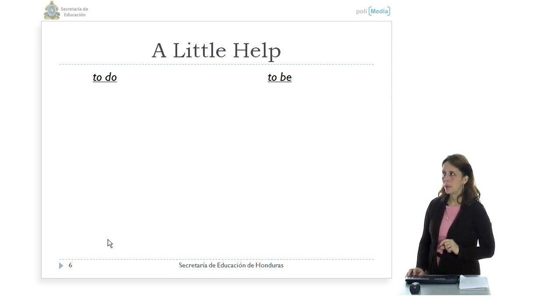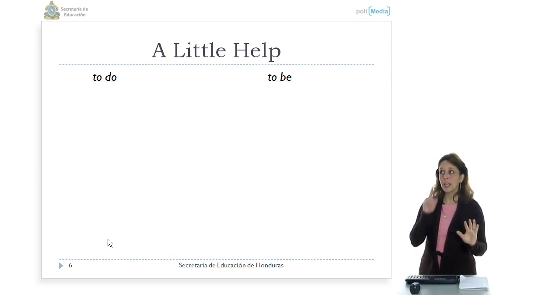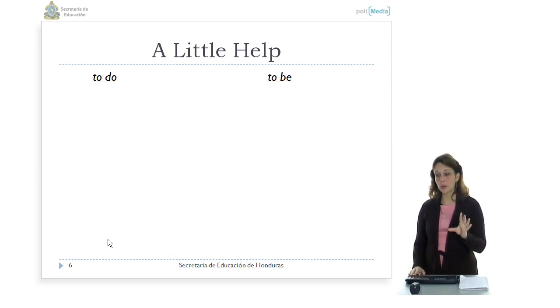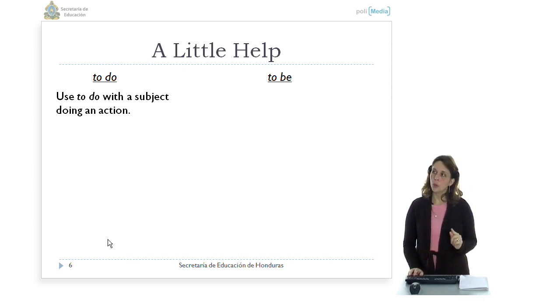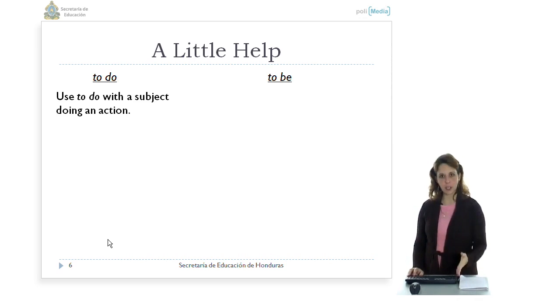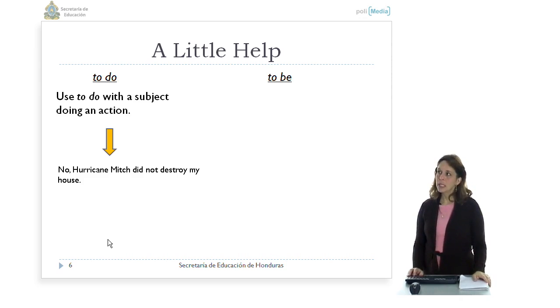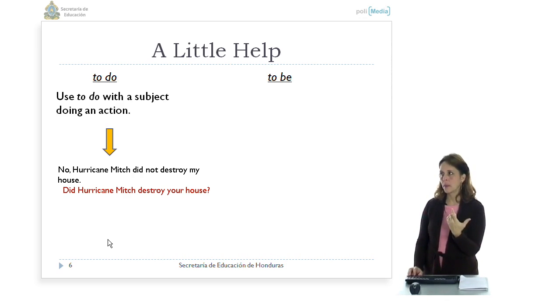Now let's get a little help. When do we use to do, and when should we use to be, so that we don't confuse them? Use to do with a subject doing an action. Think of the word do. There has to be an action. For example, no, Hurricane Mitch did not destroy my house. How can we make a question? Did, it's in the sentence: Did Hurricane Mitch destroy your house? Did and destroy are in the first sentence. We just separated them. Okay, and we use do or did.